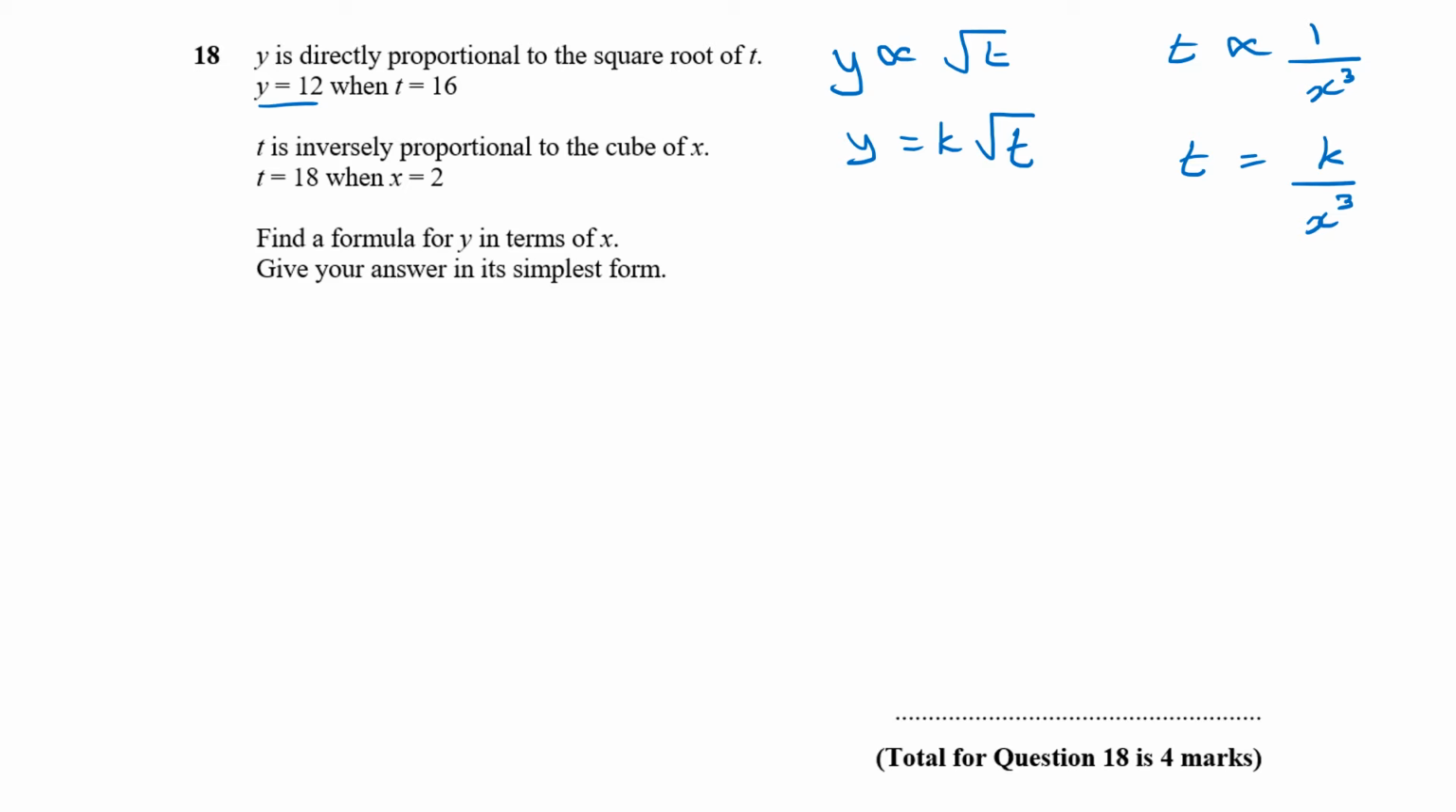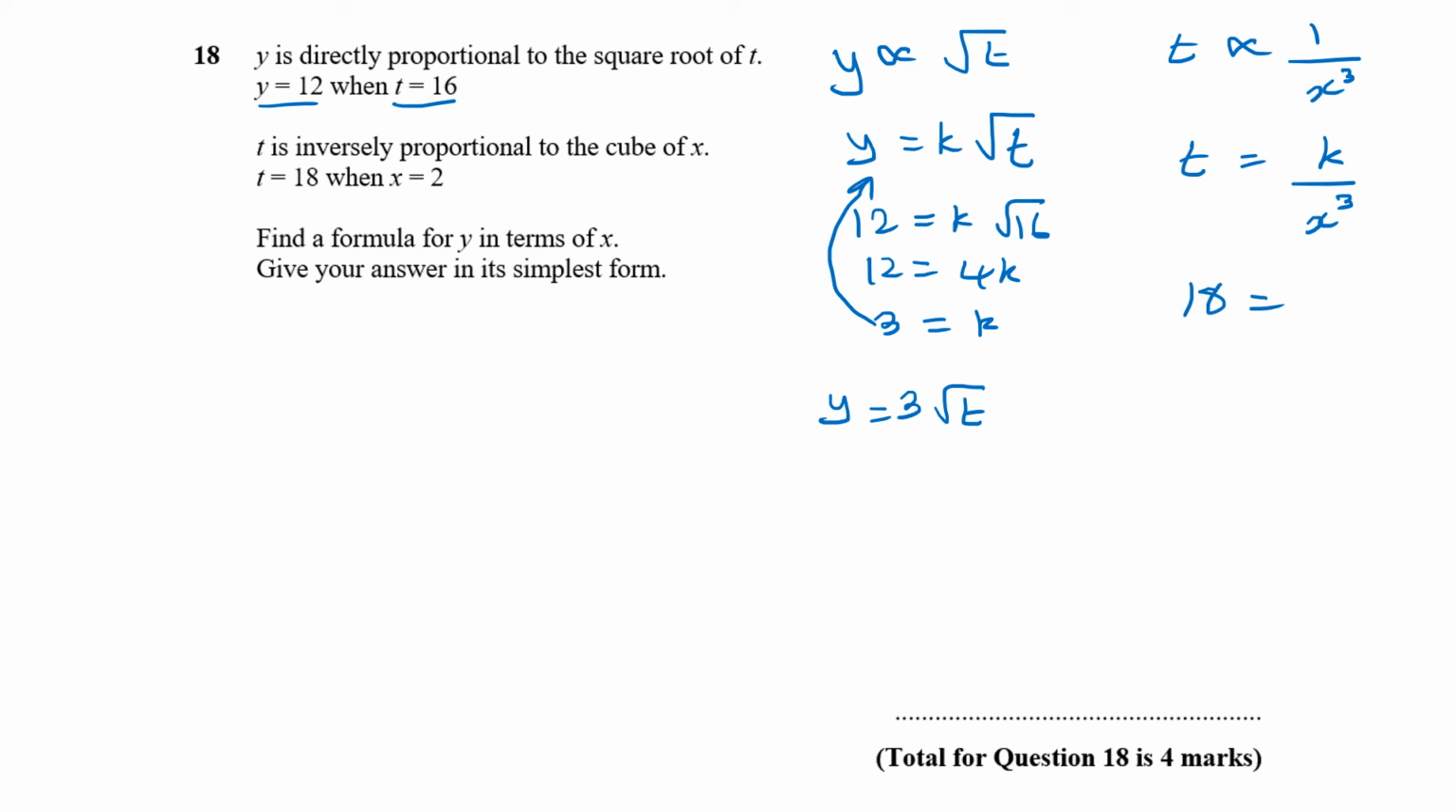Go back to what we had at the start. When y equals 12, t equals 16. So we can substitute those into our y equals k root t. When y equals 12, we have k root 16. So 12 is 4k. 3 equals k by solving that equation. So k equals 3. Which means we have to now substitute that back into there to get y equals 3 root t.